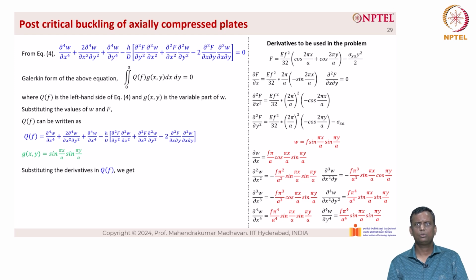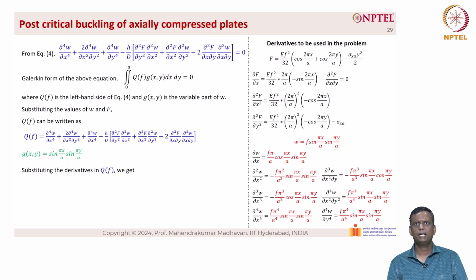We have f equal to E into f square by 32 into cos 2 pi x by a plus cos 2 pi y by a minus sigma x a into y square by 2. So when we differentiate it with respect to x, ∂f/∂x equal to E f square by 32 into 2 pi by a into cos becomes sine, so minus sine into 2 pi x by a, and the rest of the terms become 0. And we have ∂²f/∂x∂y. Basically, we differentiate the same equation with respect to y. The terms are all with respect to x, so ∂²f/∂x∂y becomes 0.